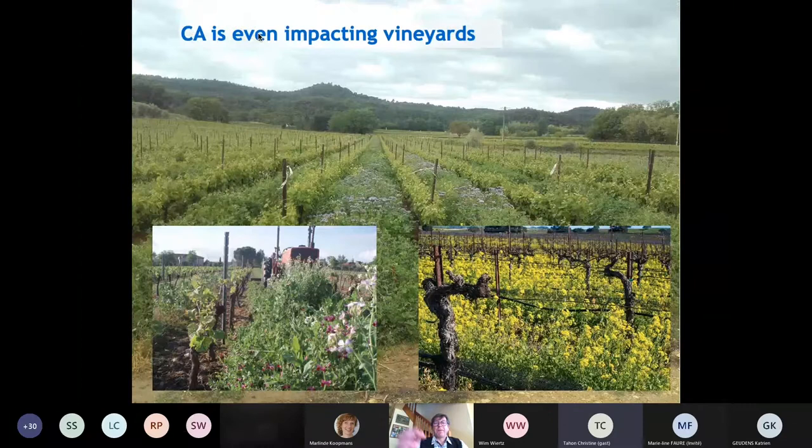It impacts the vineyard also. The vineyards in many areas of France are starting to grow quite a lot of cover crop. And we can see quite a good impact on the must, not on the wine, but on the must. We have more nitrogen in the must, and it is quite interesting to qualify the fermentation.